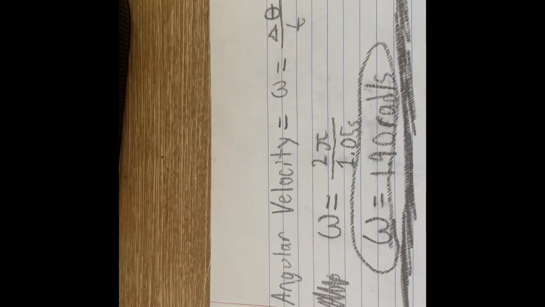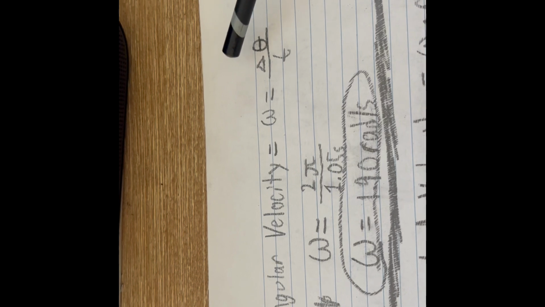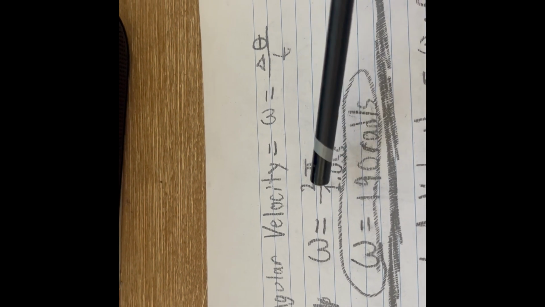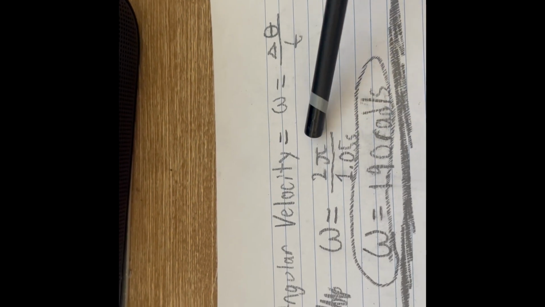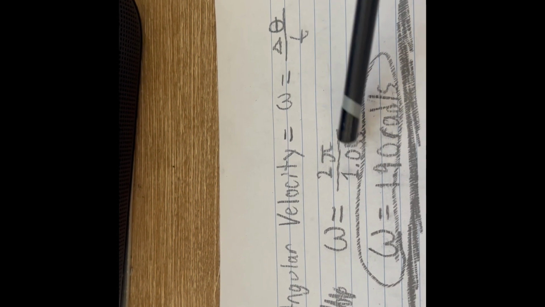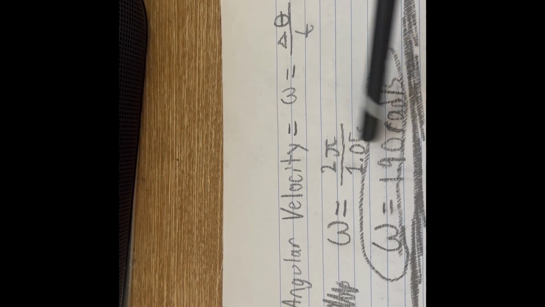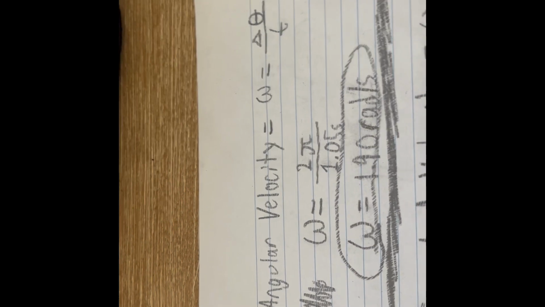Let's talk about the angular velocity of the Lazy Susan. So, angular velocity is equal to the change in the angle divided by the time. Well, it went 2 pi, which is one complete rotation, in 1.05 seconds. When you divide 2 pi by 1.05 seconds, you get 1.9 radians per second, and that's the angular velocity.